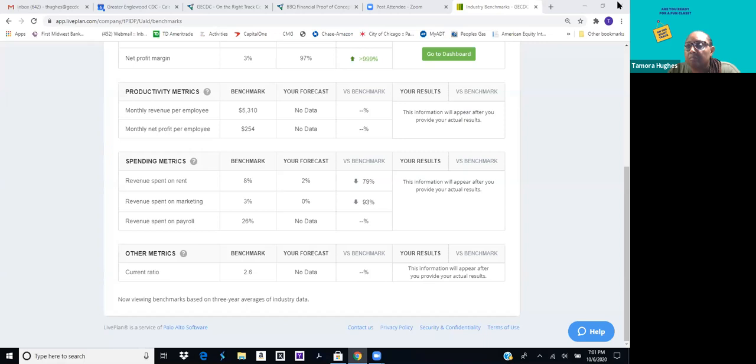Once I get all this data loaded into LivePlan, it'll populate automatically, okay? But I just looked at some of these numbers to see where we were with respect to benchmark, because benchmarks are important. They tell you where you are in comparison to the industry and your competitors. And so you want to know, am I charging enough to get the compensation I need?